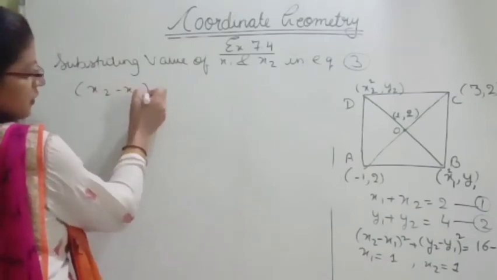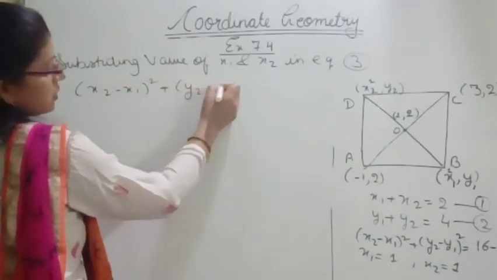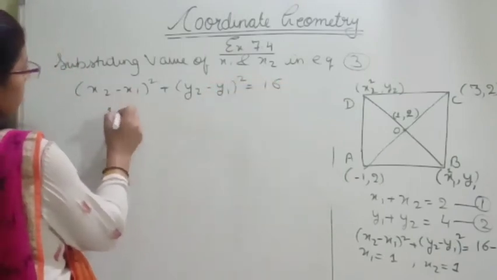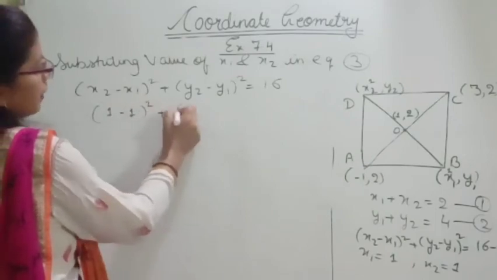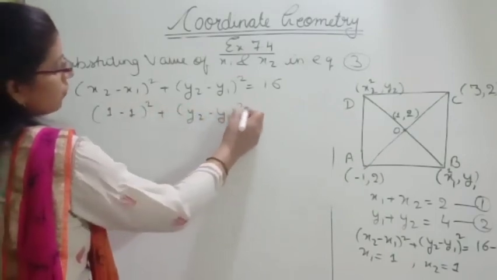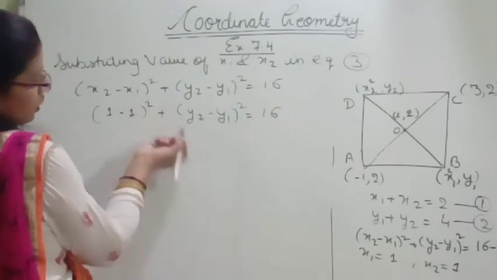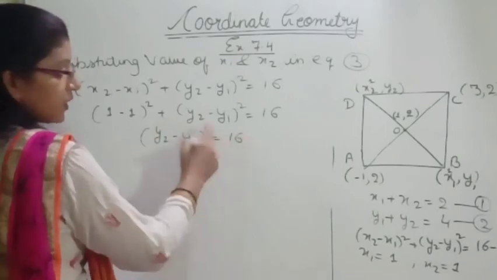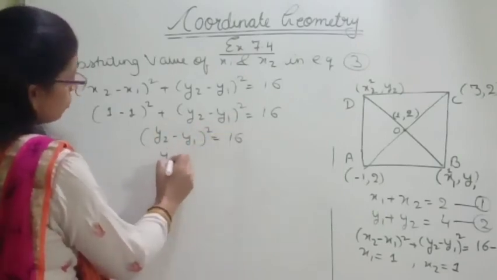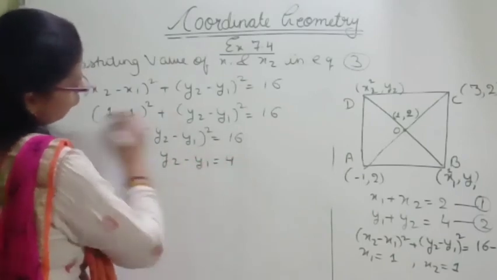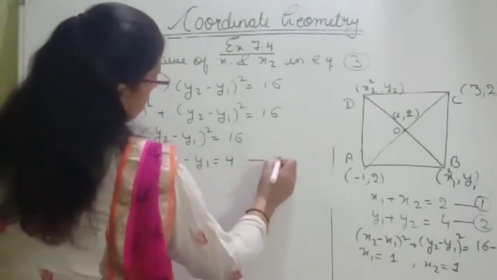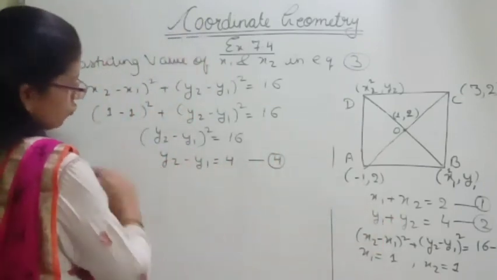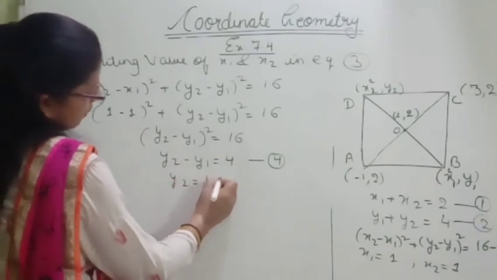(x2 − x1)² + (y2 − y1)² is equal to 16. x1 and x2 are 1, so (1 − 1)² + (y2 − y1)² is equal to 16. So 0 squared is 0. We got (y2 − y1)² is equal to 16. The square you send to the other side, it becomes a square root. So y2 − y1 will be equal to 4. Let me say this is equation number 4. Now let us see equation number 2. Now find out the value of y2 from here. So y2 is equal to 4 + y1.